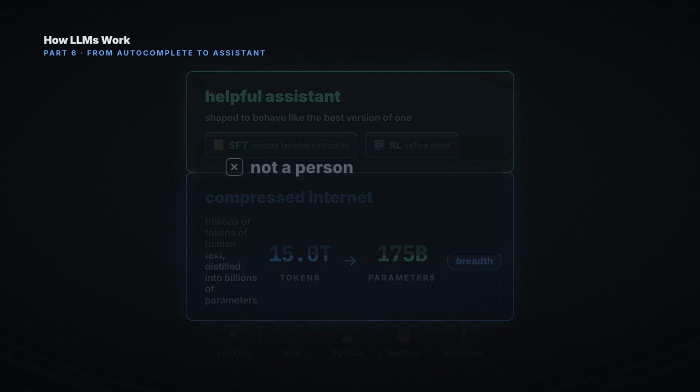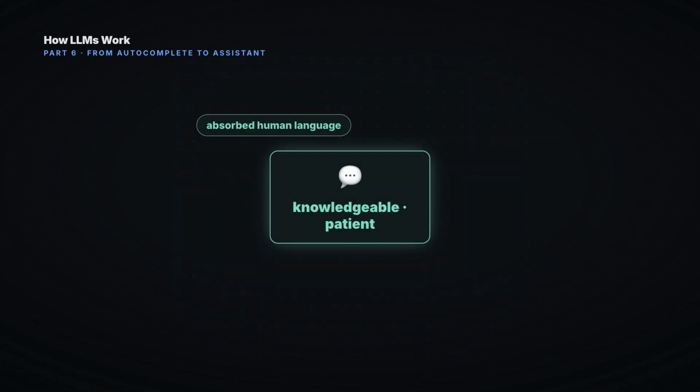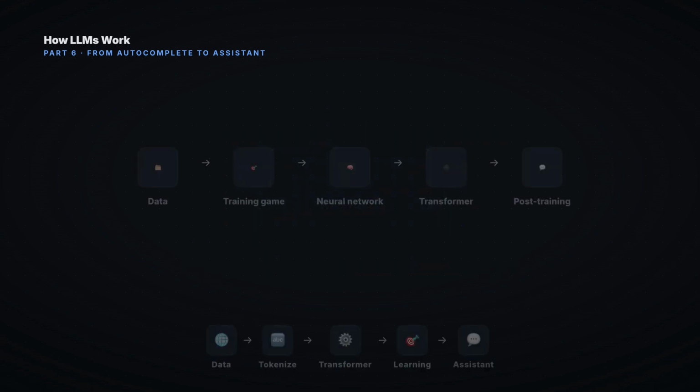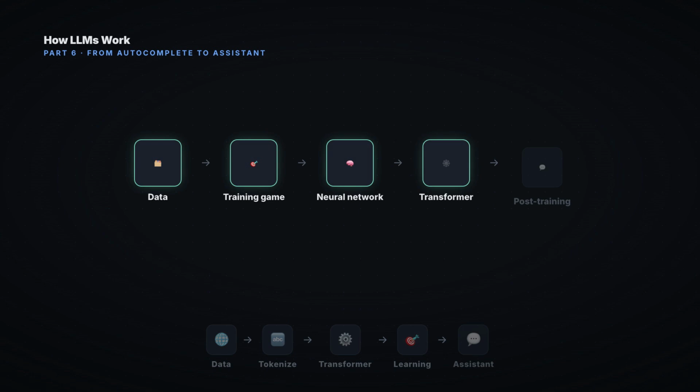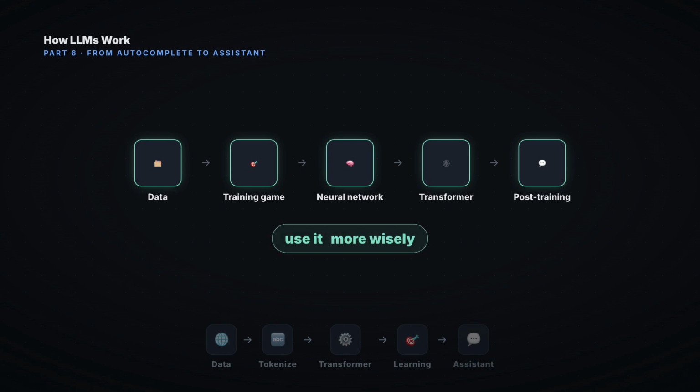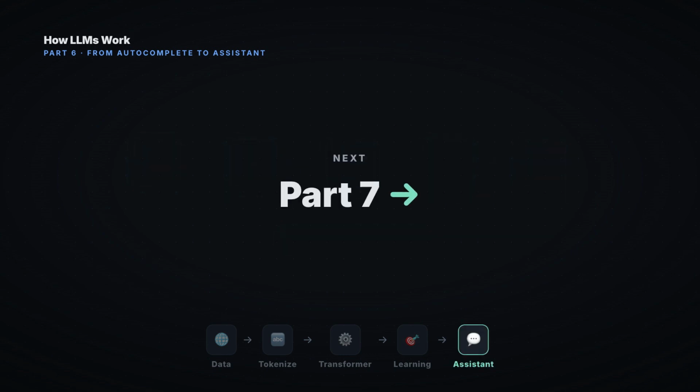It's not a person, it's not conscious, it doesn't have experiences or opinions. But it has absorbed so much of human language and been so carefully shaped to be helpful that the result is something that feels remarkably like talking to a very knowledgeable, very patient person. And now that you understand what it actually is, the data, the training game, the neural network, the transformer, the post-training, you're in a position to use it much more wisely than most people do. Which brings us to the final piece.